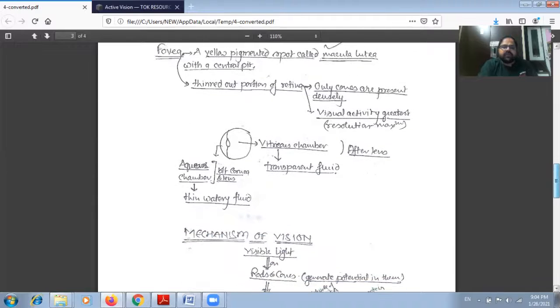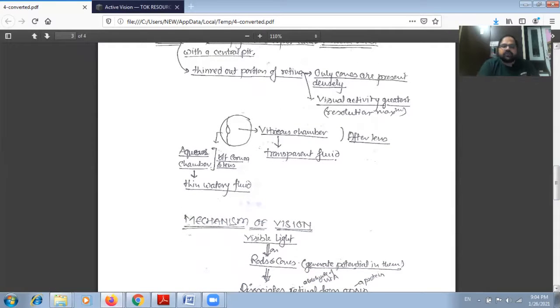Now we will talk about the chambers. I have already told you that there are two chambers, the aqueous chamber and the vitreous chamber. The aqueous chamber is the chamber present between the lens and the cornea, and the vitreous chamber is present between the lens and the retina. So first we will discuss the aqueous chamber. The aqueous chamber is filled with thin watery fluid. However, the vitreous chamber is filled with transparent fluid.